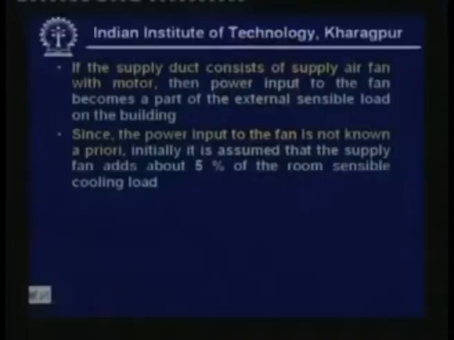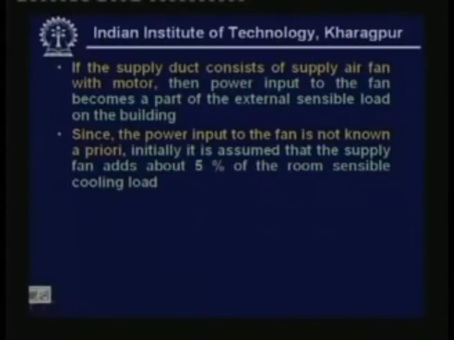In addition to that, if the supply air duct has some leakages through which air is escaping, this is also a loss, and it becomes a part of the external load on the building. So these factors also have to be considered while calculating the external load on the building. How do we consider this? The problem is that since the power input of the fan is not known beforehand, we normally assume that the supply fan adds about 5% of the room sensible cooling load, because initially we do not know the power input of the fan, since we have not yet selected it.